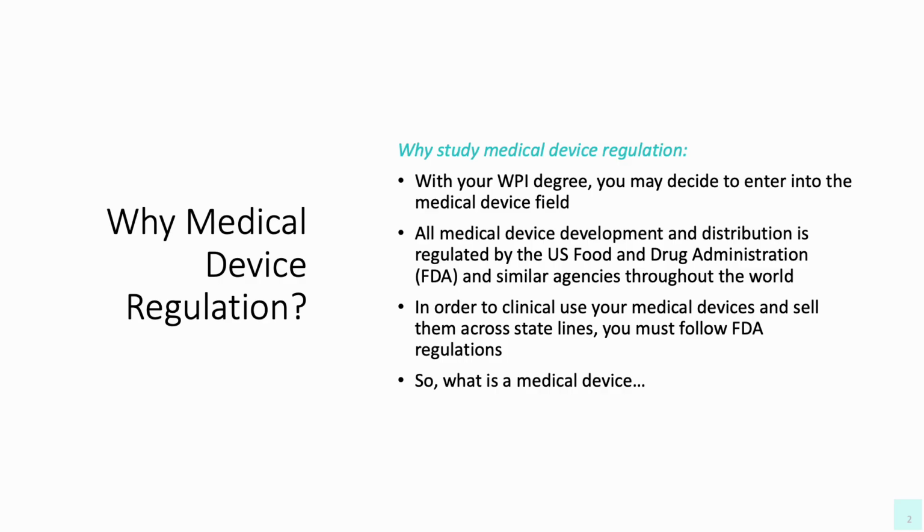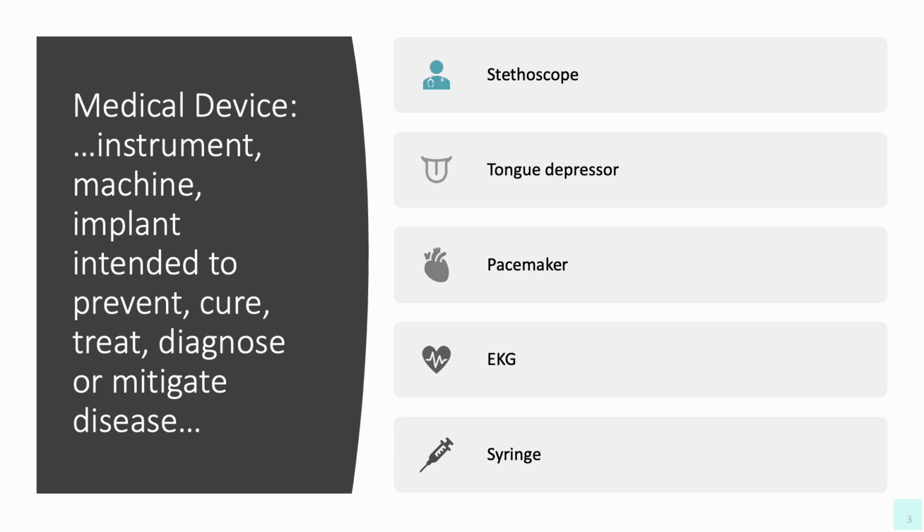So what is a medical device? A medical device, to use the wording directly from the medical device regulations, includes instruments, machines, or implants that are intended to prevent, cure, treat, diagnose, or mitigate disease. And remember those verbs, prevent, cure, treat, diagnose, mitigate, because you'll see as we go through this course that they're very important to understand what makes an actual medical device.